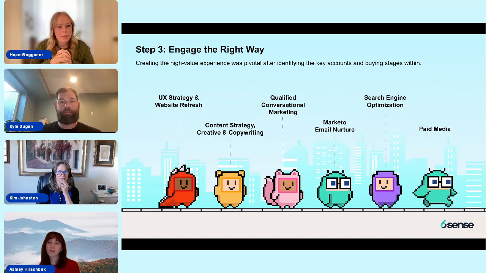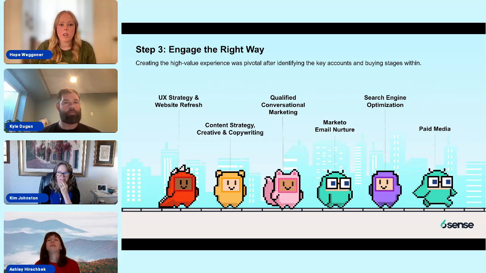So we needed to update the website and the UX strategy to speak to both of those specific audiences, so that it didn't feel jarring when someone came to the site and it didn't match what they were ready for. We also had a pretty elaborate content strategy, creative, and copywriting that all spoke to this specific campaign. We used Qualified as our conversational marketing opportunity, so when we're talking about how we're speaking to these clients, we can use that conversational marketing there.